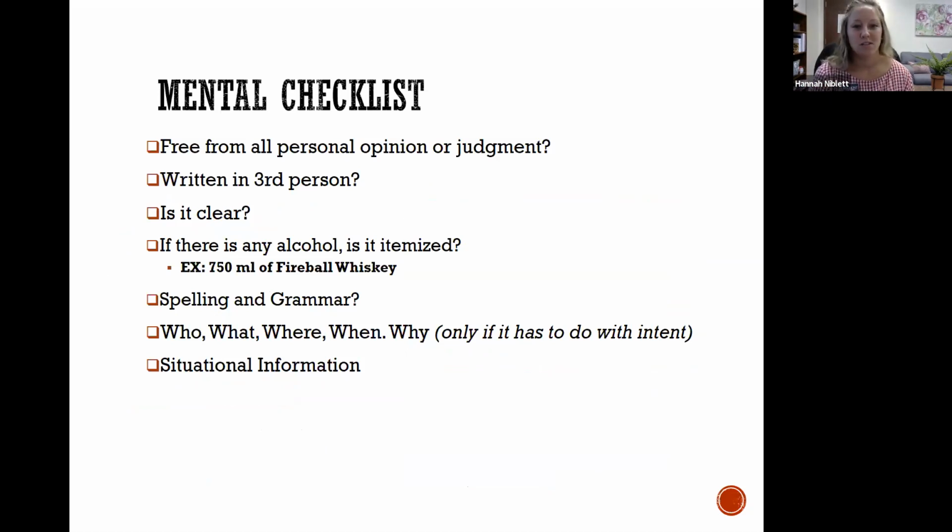So here's a checklist. Is it free from all personal opinion or judgment? Is it written in third person? Is it clear? If there's alcohol, is it itemized? Make sure that your spelling and grammar looks good. And then answer all the W questions: who, what, when, where, and why. And only if it has to do with intent, of course. The why is mostly going to be explained by the student in the conduct hearing. And then, of course, make sure that there's any situational information that you can give.